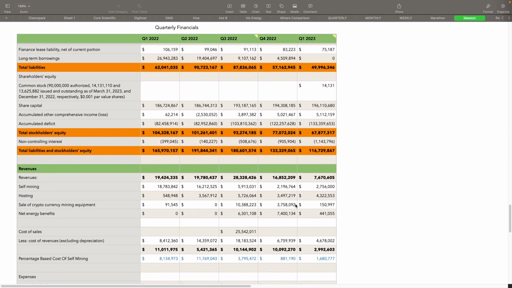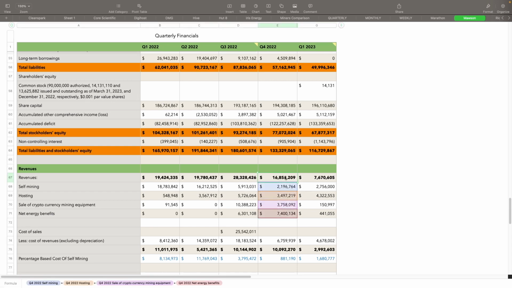Revenue, here's what we got for revenue. Self-mining was 2.756 million. That is actually up a little bit from Q4 at 2.196. Hosting is also up to 4.3 million from roughly 3.5. And then sale of cryptocurrency mining equipment is down to 150,000 from 3.7 million. Net energy benefits is also down to 441,000 from 7.4. That's why they came in at 16.8 revenue in Q4 and down to 7.6 in Q1. The biggest change was obviously net energy benefits. That definitely didn't help.